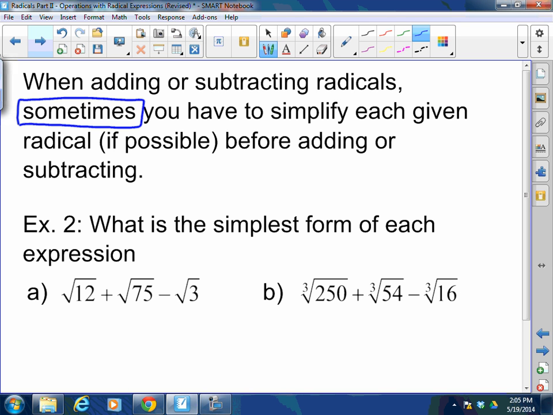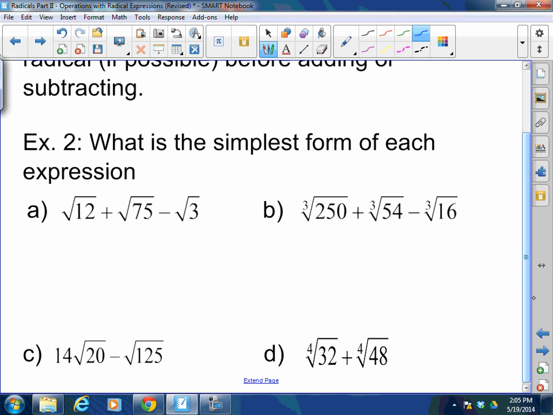You first simplify. 12 breaks up into 4 times 3, so this is 2 square root of 3. Great. Plus 75 is 25 times 3, so that's 5 square root of 3. Beautiful. Minus the square root of 3. Fantastic. So what's 2 square roots of 3 plus 5 square roots of 3? 7 square roots of 3 minus 1 square root of 3 is? Excellent. Done.